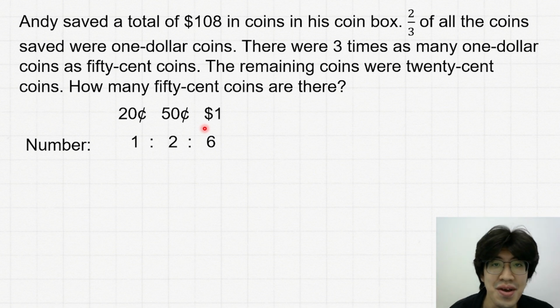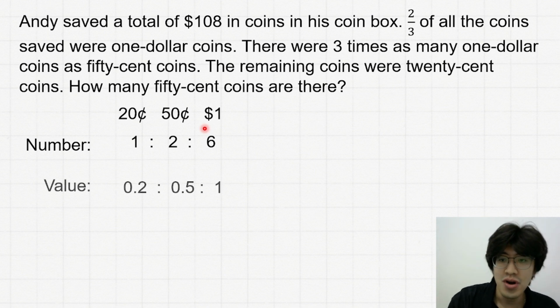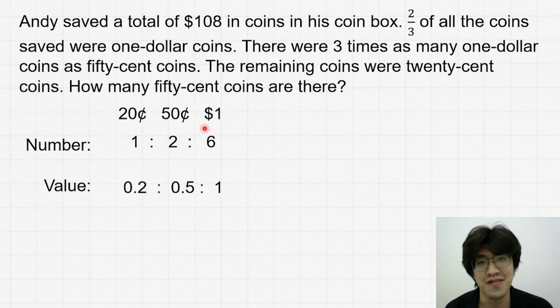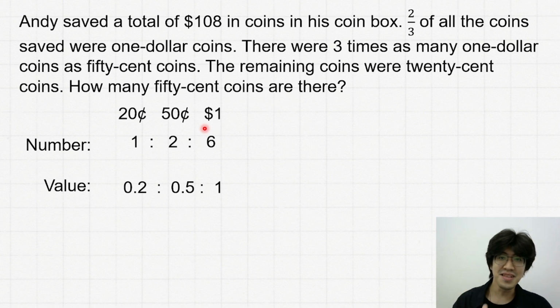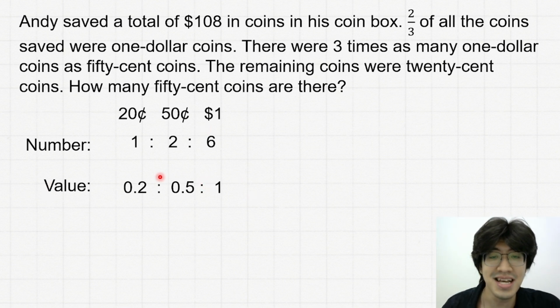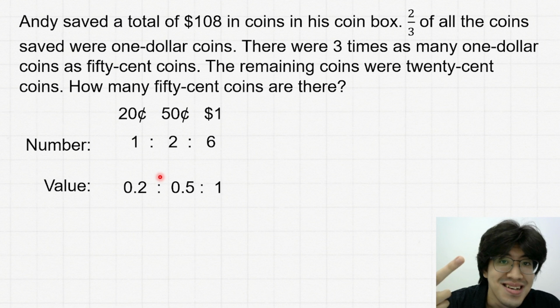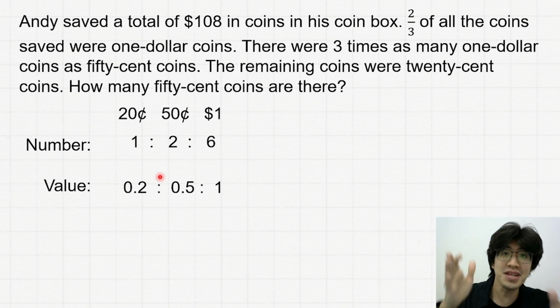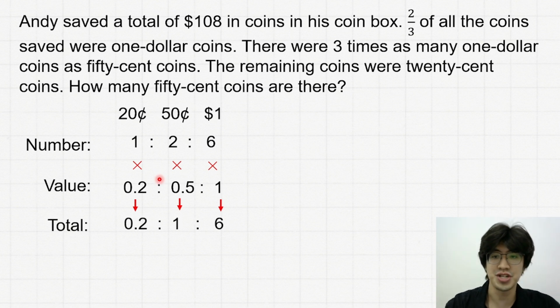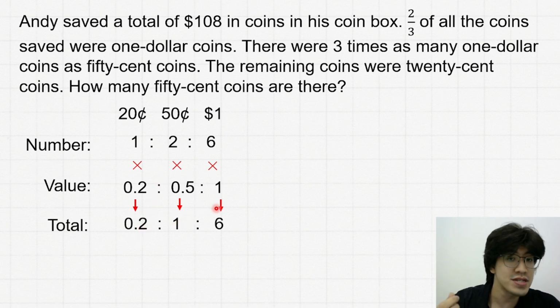And what else can we know? We can also know the value of each of the coins. So 0.2, 0.5, and 1. And since we're talking about money, it is okay to have some decimals. So now, we know one ratio describing the number, and we know another ratio describing the value of each. What can we do? Very good. We can just combine them by multiplying to get the total ratio 0.2 to 1 to 6.